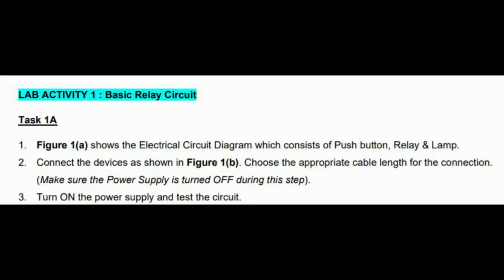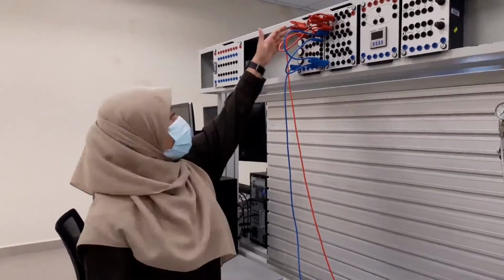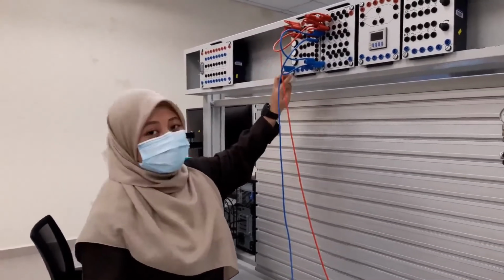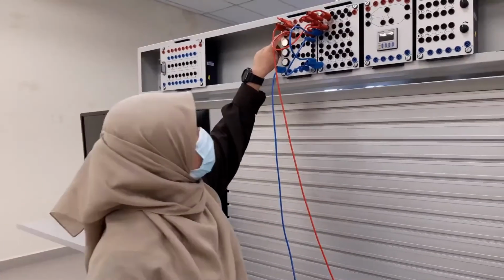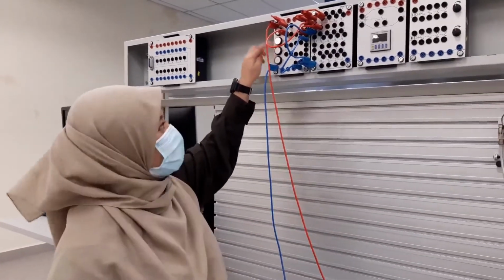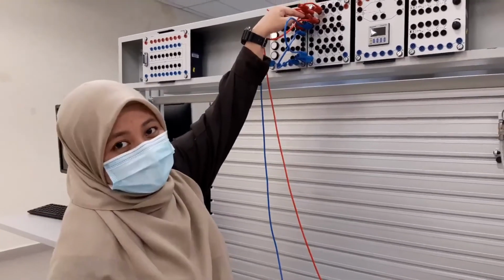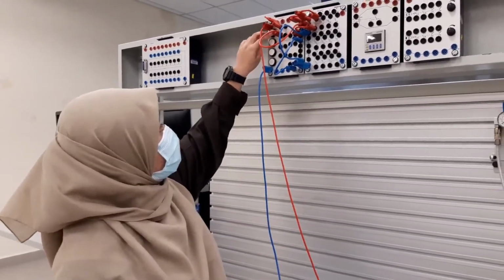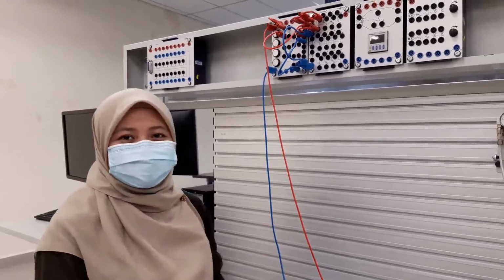Okay, now let's go for lab activity 1, task 1A. Turn on the power supply. Firstly, we press the push button. At first, the relay is normally open. Contact relay CR will energize. It will make the relay become normally closed, so the circuit is complete, then the lamp will turn on.